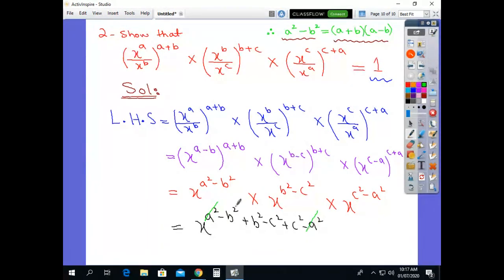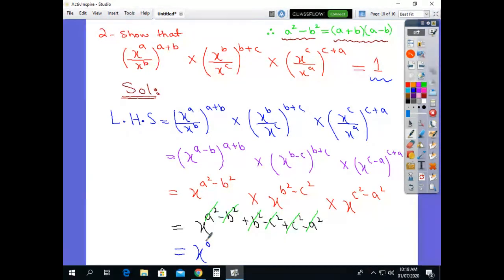Similarly, we have a negative b square and a positive b square. Both cancel each other. Similarly, c square and negative c square cancel each other. Now, what do we have left? We have left x raised to power 0.